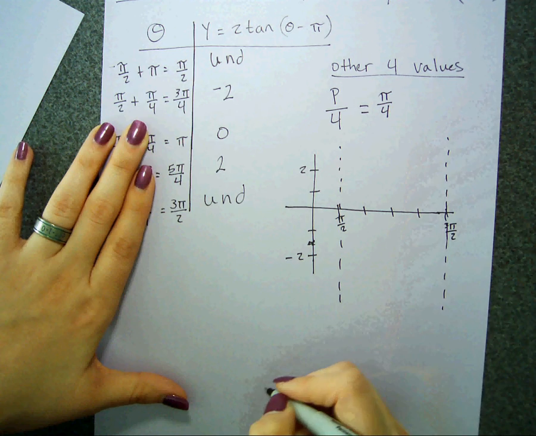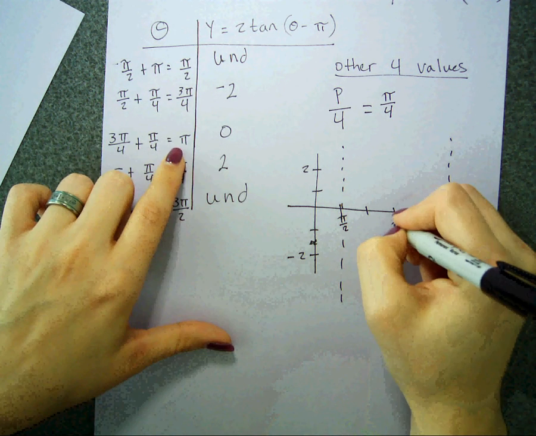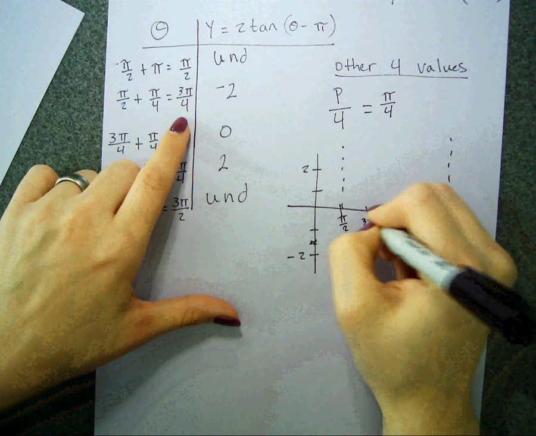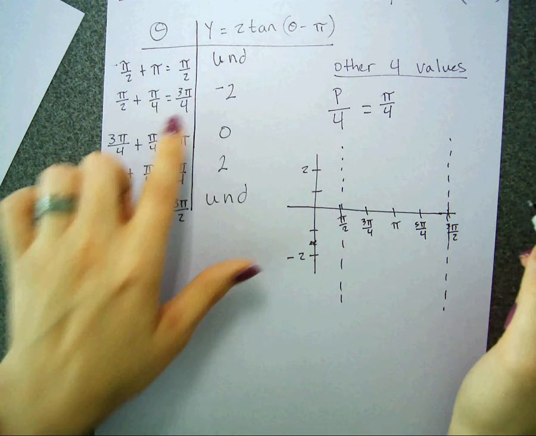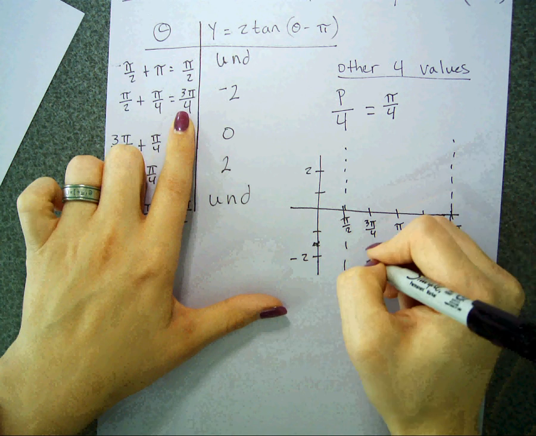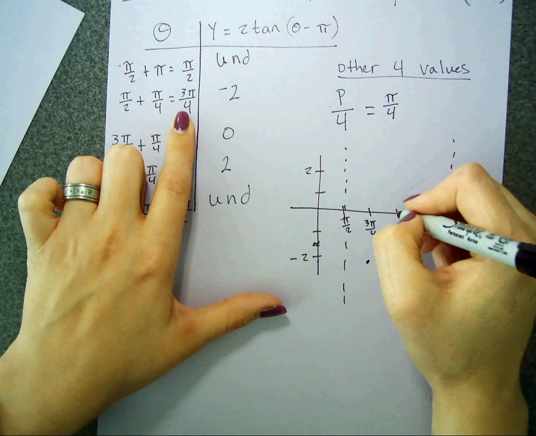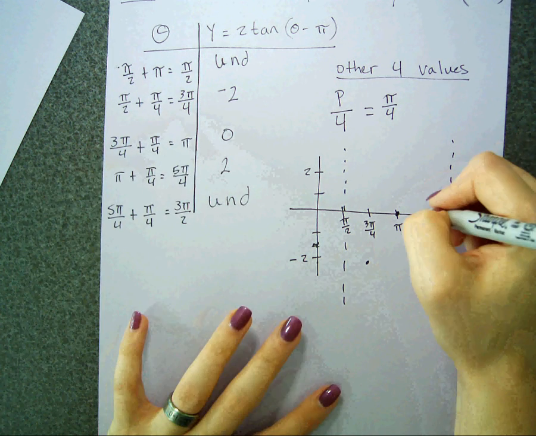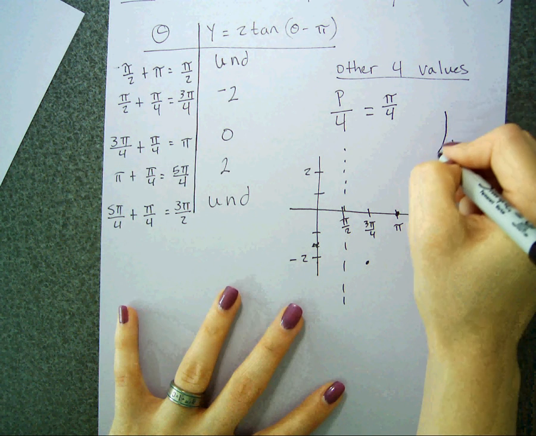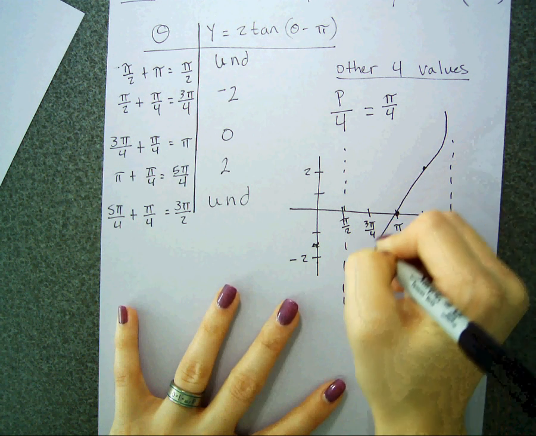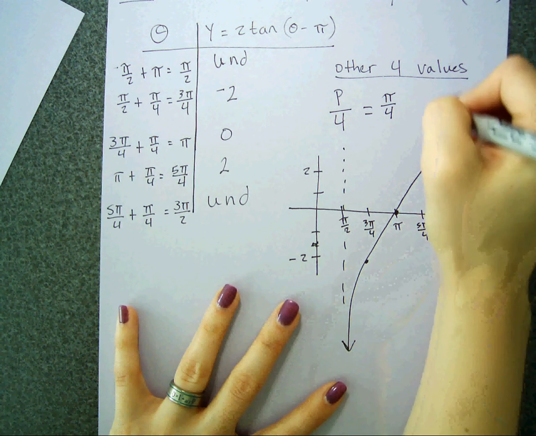This is pi, this is 3 pi over 4, and 5 pi over 4. At 3 pi over 4, I'm at negative 2. At pi, I'm at 0. And at 5 pi over 4, I'm at positive 2. So, oh, that was a really bad drawing, but it looks something like that.